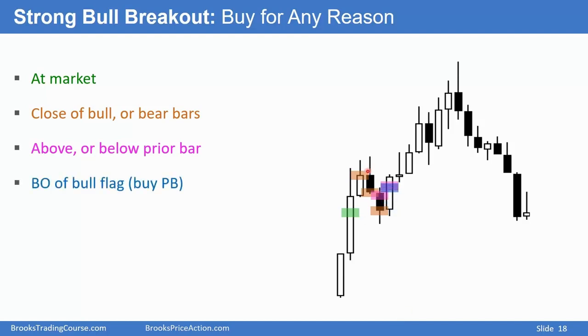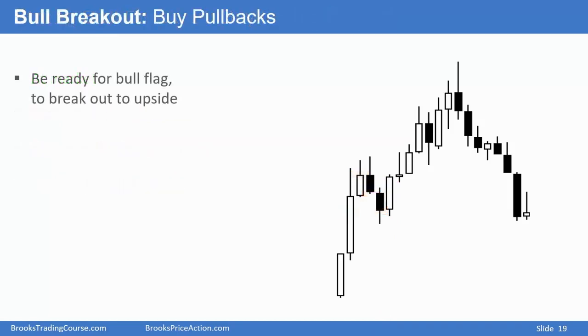Some will simply buy simply because it's a bull flag. It's a minor reversal down. So some traders buy the reversal up, betting that the reversal down is simply creating a bull flag. They're buying pullbacks or reversals up from pullbacks. Whenever you see a strong bull breakout, you have to be ready for a bull flag, and you have to be ready for the bull flag to break to the upside.